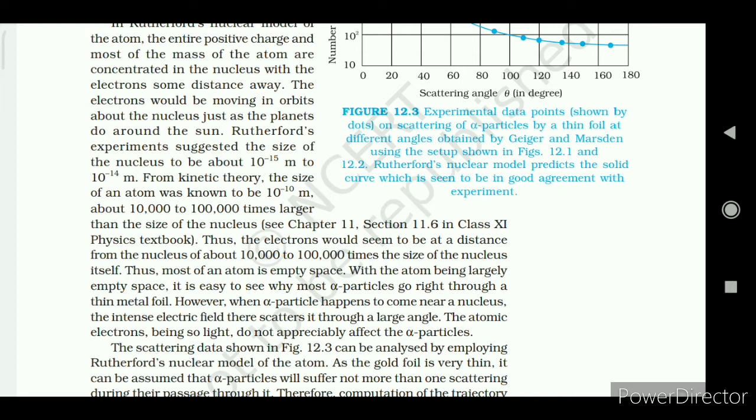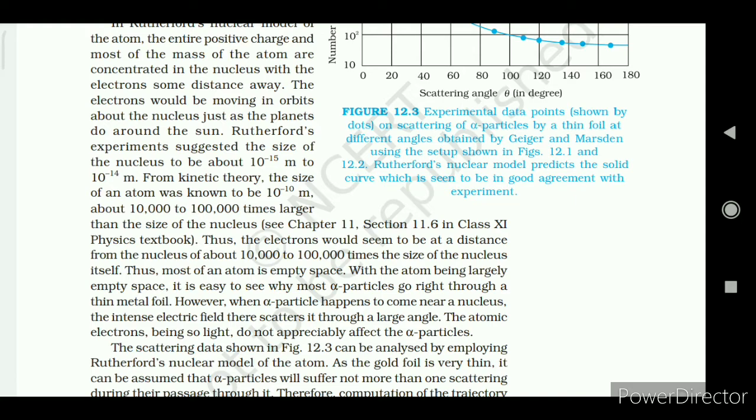The scattering data shown in figure 12.3 can be analyzed by employing Rutherford's nuclear model of an atom. As the gold foil is very thin, it can be assumed that alpha particles will suffer not more than one scattering during their passage through it. Therefore, computation of the trajectory of an alpha particle scattered by a single nucleus is enough.